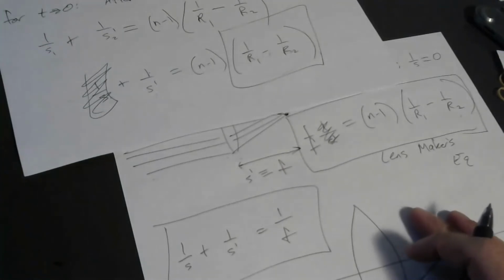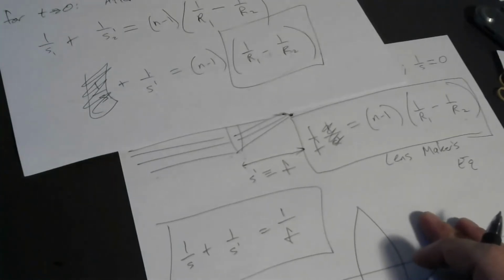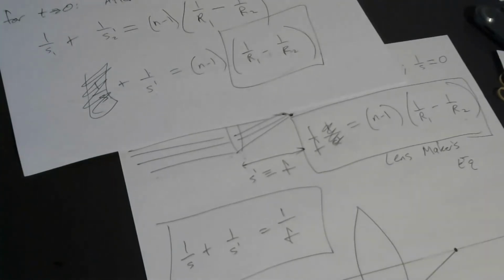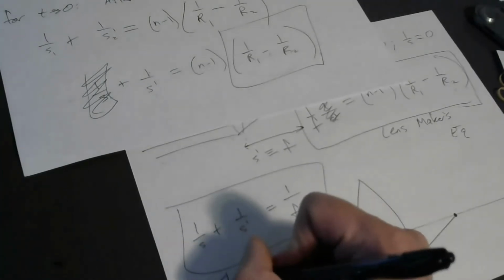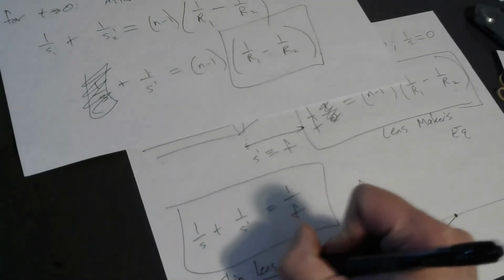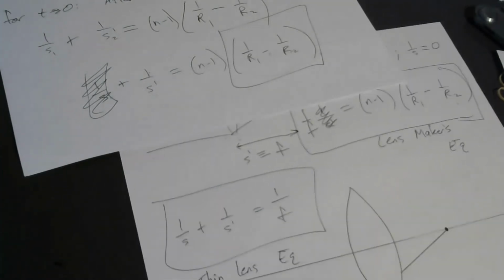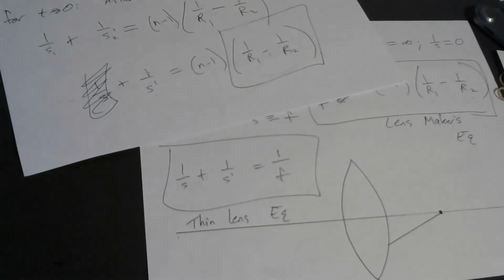You don't have to remember how to go through all these so-called derivations. You don't have to know how to derive the thin lens equation. That's this equation. You have to know how to use the thin lens equation. That's the practical part. So I will work several of your homework problems from chapter 34, which make use of the thin lens equation.